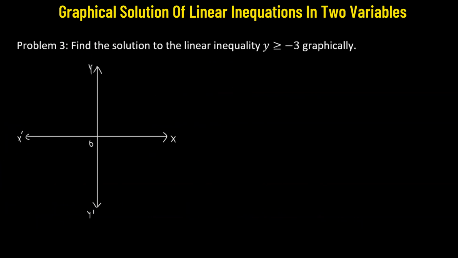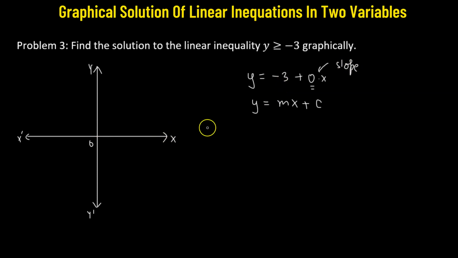In problem number 3, we have the inequality y is greater than or equal to -3. To begin with, all we have to do is sketch the graph of the line y equals -3. Clearly, this is going to be a straight line parallel to the x-axis. If you get confused, you can always use the slope-intercept form, which is given by y equals mx plus c. Here, in this equation, we can see that this is simply 0 times x. There is no x component here, so that means our slope is 0. Whenever the slope is 0, we know we have a straight line which is parallel to the x-axis.